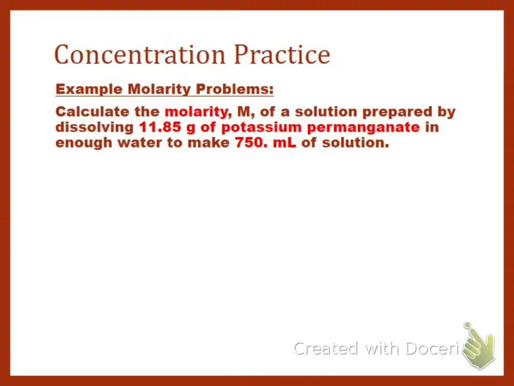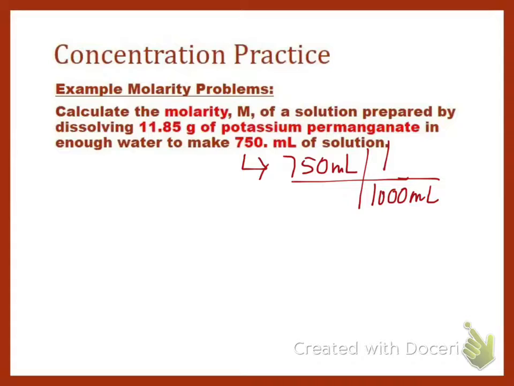It says calculate the molarity of a solution prepared by dissolving 11.85 grams of potassium permanganate in enough water to make 250 milliliters. So first thing I see is I want to convert that to liters. So I would divide that by 1,000. You do not have to show this conversion because I mean most of you could probably do it in your head. I'm going to show you for the sake of people who are not sure. So it'd be 0.25 liters.